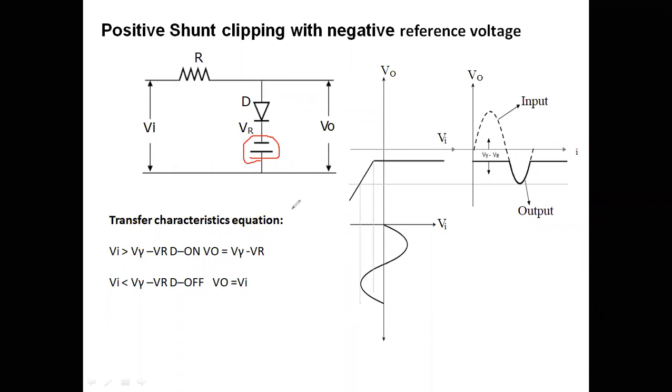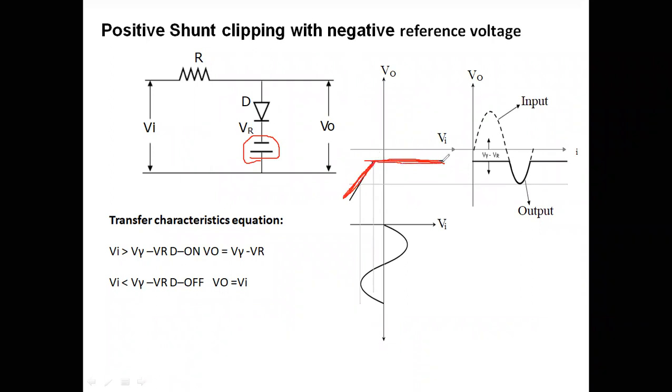If you see the transfer characteristics also, up to the reference voltage, the diode will be on and the output will be maintained constant. We can't say zero. When the input is greater than the reference voltage, then output equals input. Therefore, as the input rises, the output also rises.